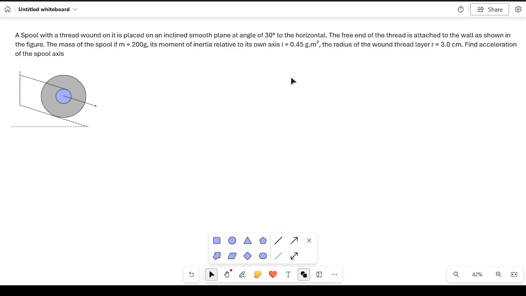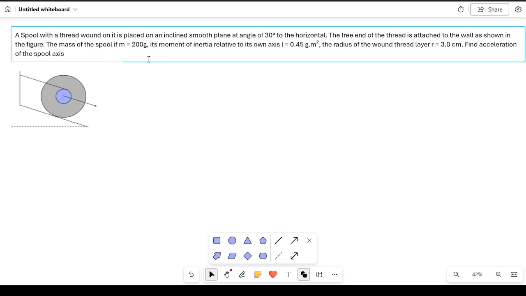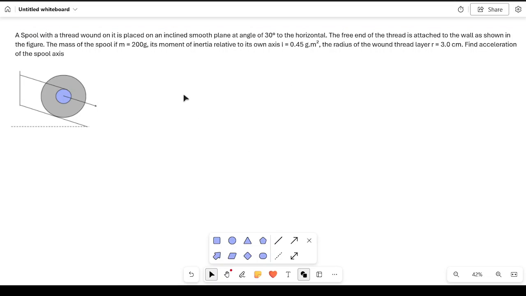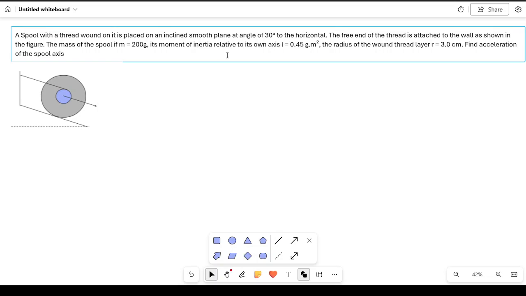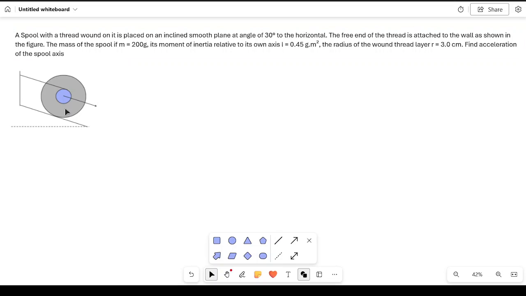A spool with a thread wound on it is placed on an inclined smooth plane at an angle of 30 degrees to the horizontal. The free end of the thread is attached to the wall as shown in the figure. The mass of the spool is m equals 200 grams. Its moment of inertia related to its own axis I equals 0.45 grams meter square. The radius of the wound thread layer is 3 centimeters. I want to find the acceleration of the spool axis.